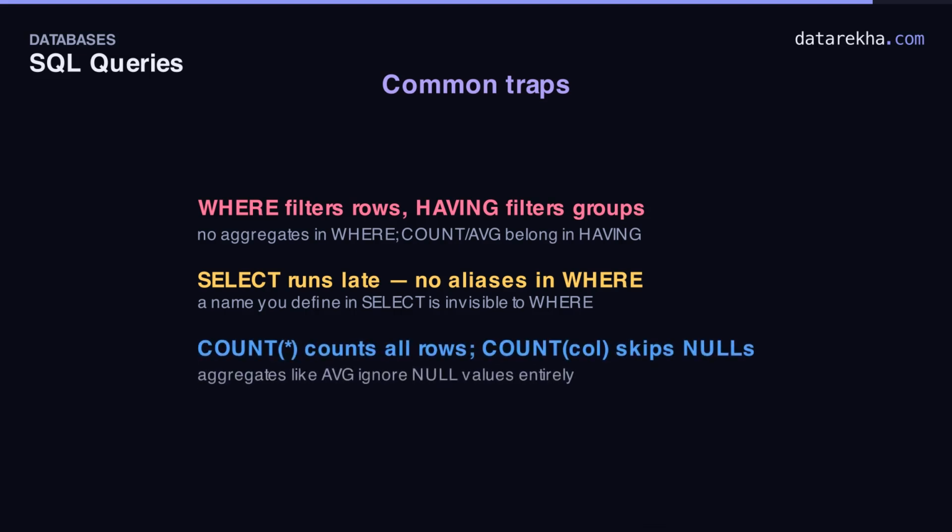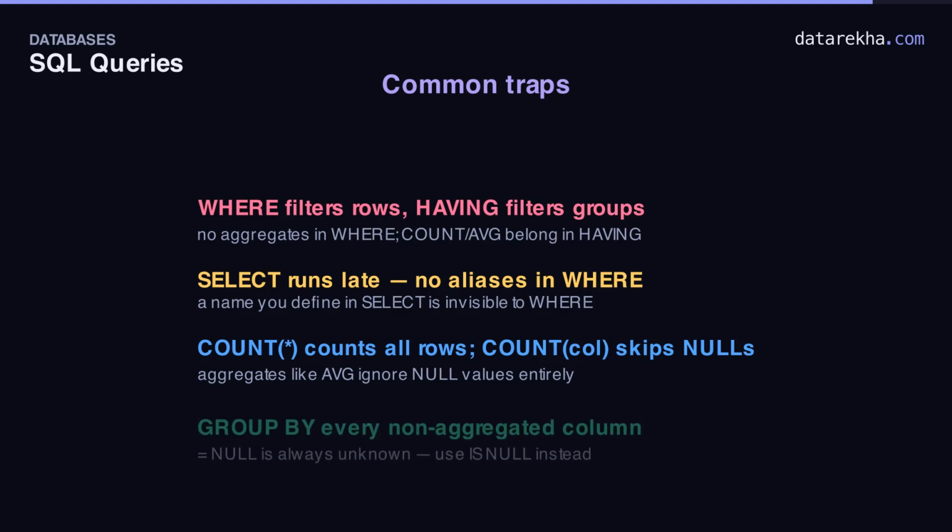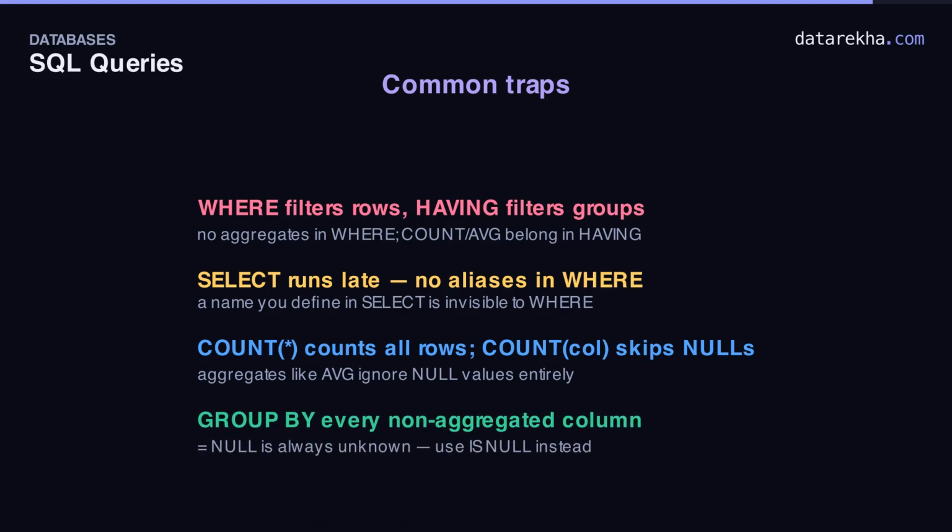Trap 3. Count star counts every row, nulls included. But count of a column skips the nulls, and averages and sums ignore nulls too. That gap changes results. And trap 4. Every plain column in your select must appear in group by. And to test for missing values, write is null. Equals null never matches, because null is unknown, not a value.